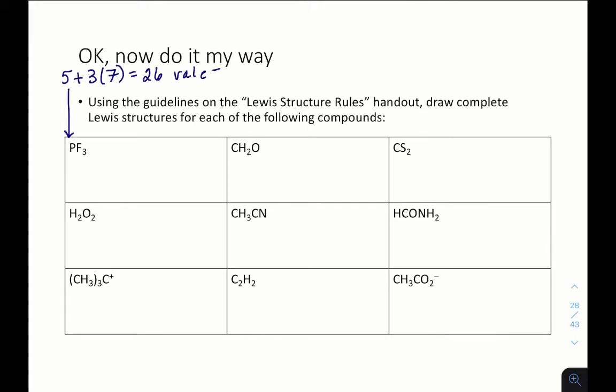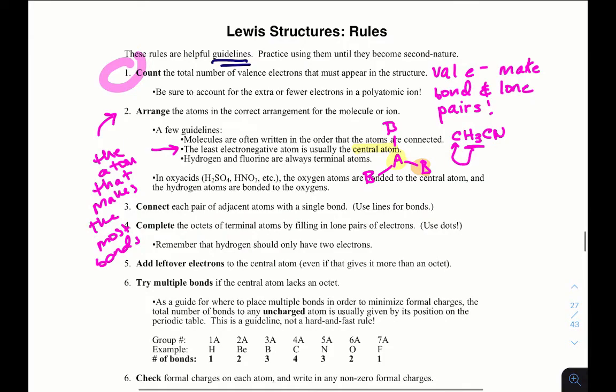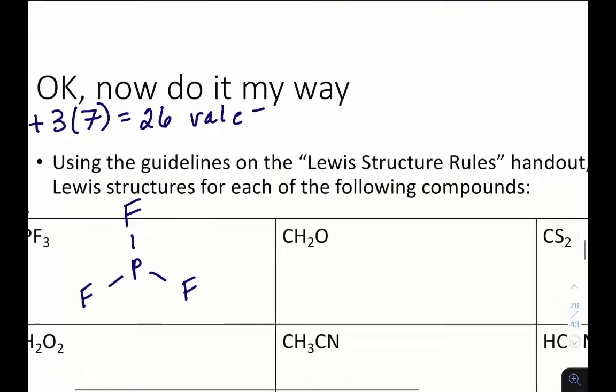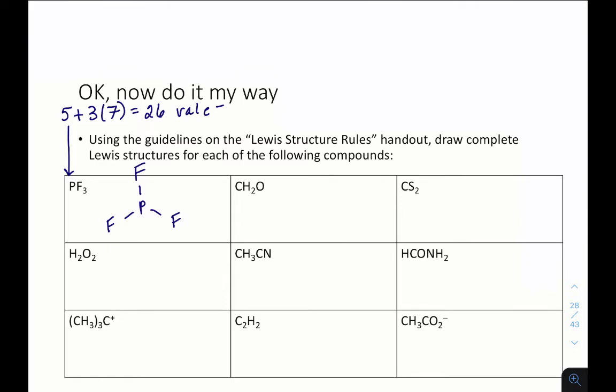Step 2, arrange the atoms in the proper arrangement. Well, phosphorus is in group 5A, so it typically makes 3 bonds. Thus, I'm going to make it the central atom because fluorine only makes 1 bond. Also, fluorine is more electronegative than phosphorus. So either way you want to look at it here, we're going to put phosphorus in the middle. Now we stop and we count electrons because we might be done with the structure. But right now we only have 2, 4, 6 electrons, and we're supposed to have 26.